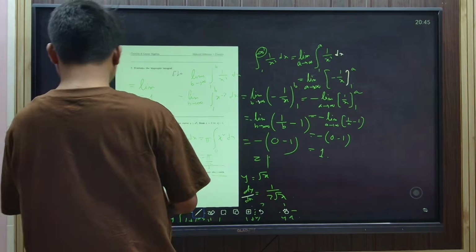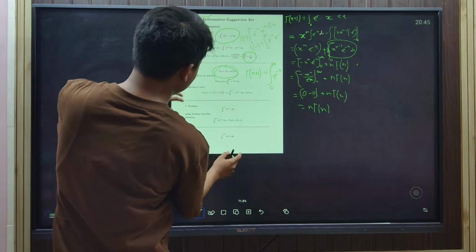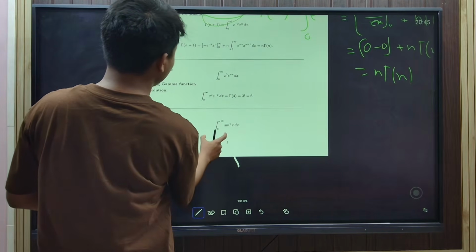One problem was not done on the previous page. So, how do we find the integral of x to the power 4?